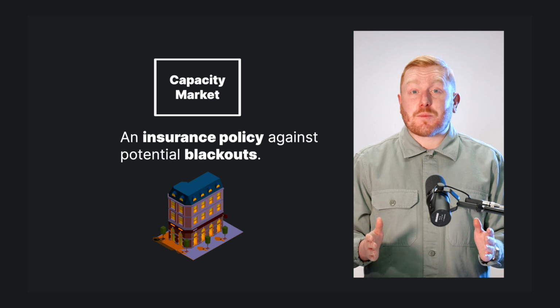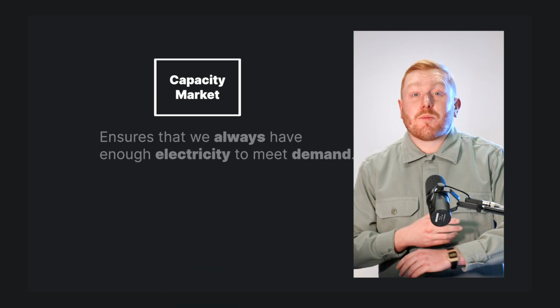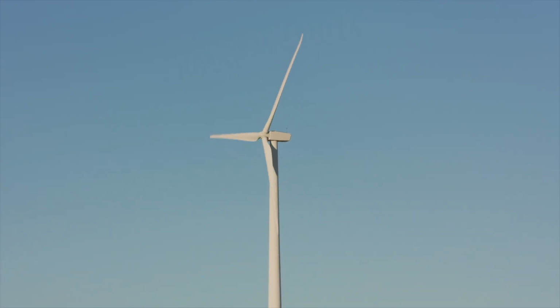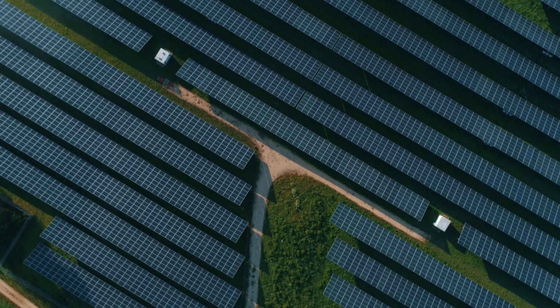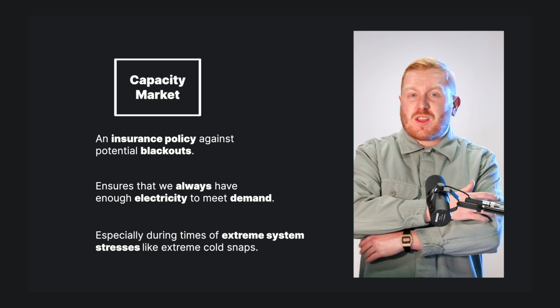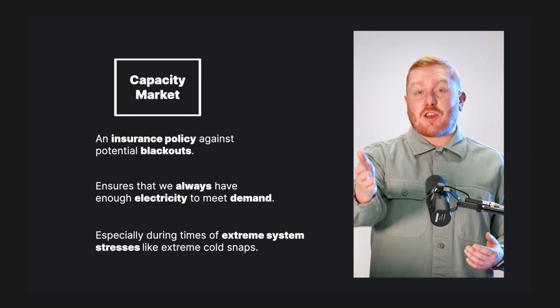To start off, the capacity market is essentially just an insurance policy against potential blackouts. It's a mechanism that should ensure that we always have enough electricity to meet demand. This is necessary as we become more reliant on intermittent technologies like wind and solar, and especially during times of severe system stresses like extreme cold snaps.